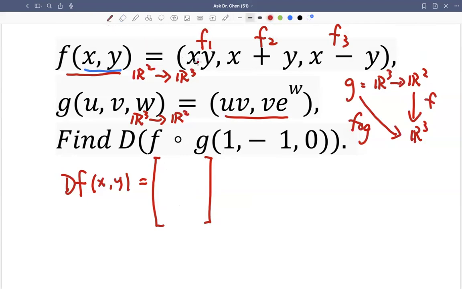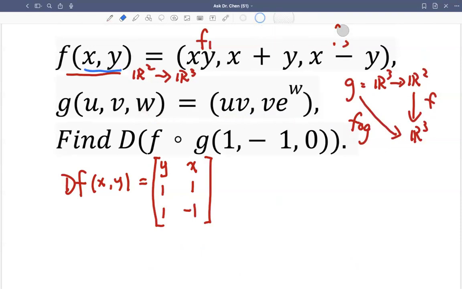So the first component in terms of x, the rate of change is y. In terms of y, the rate of change is x. Second component rate of change in terms of x is 1, in terms of y is 1. Third component in terms of x is 1, in terms of y is negative 1. So that's our df, right? So where do we get a value of x and y?